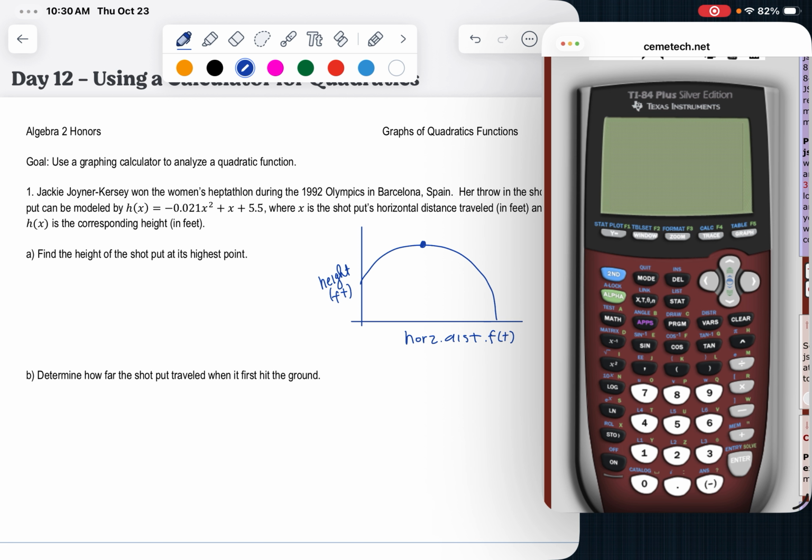So we're gonna use our graphing calculator to do this. We are going to go to Y equals. If anything's in there, you wanna hit clear. And then we're gonna type the equation. We got negative 0.021 x squared, and just watch your screen as you're doing it, plus x plus 5.5.